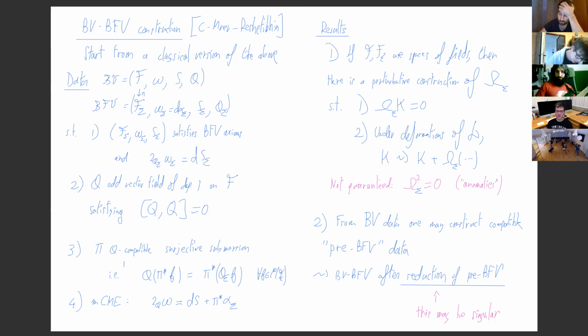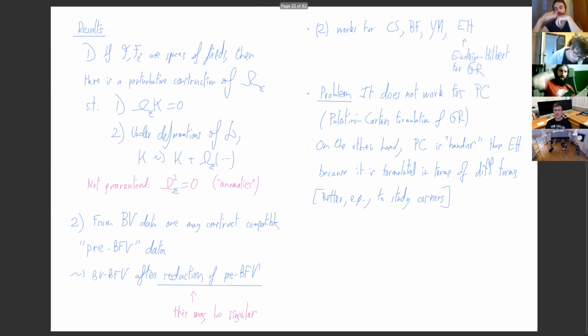For example, this works for Yang-Mills theory. It works for general relativity in the Einstein-Hilbert formalism. But it doesn't work for general relativity in the coframe formalism, right? It fails when you do the reduction of this pre-BFV data, because this reduction turns out to be singular. Okay. So these are examples of theories where it works. It does not work for the coframe formalism, which is also known as Palatini-Cartan formalism for general relativity. So there is another way to do it.